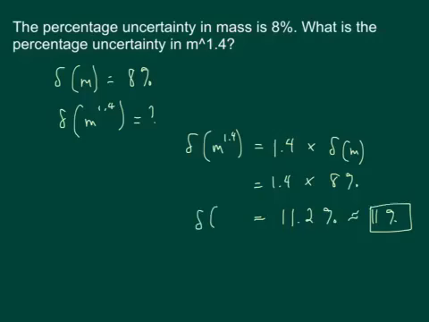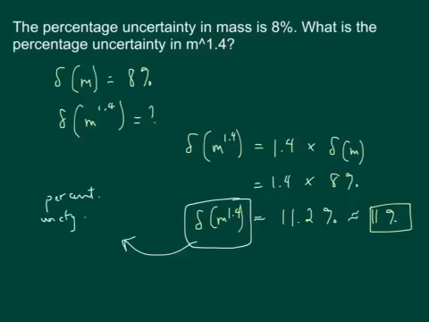And that's the percentage uncertainty in mass to the power of 1.4. So again, notice this here is my variable. I could have just as easily not written a variable, but instead I could have written percentage uncertainty in mass to the 1.4.